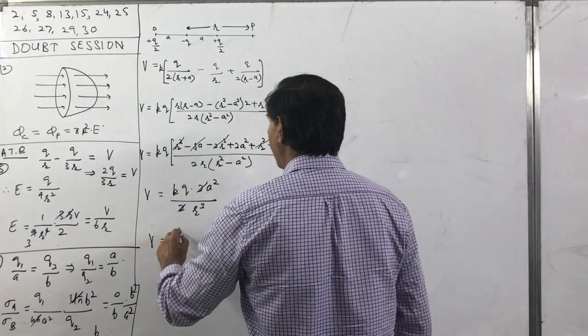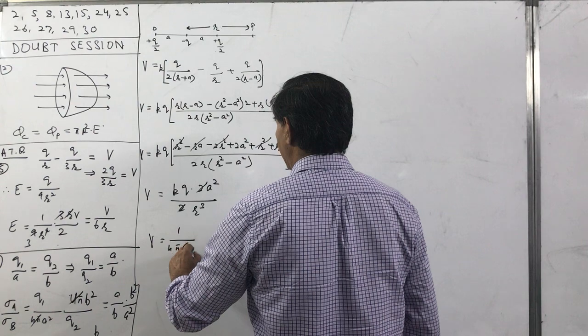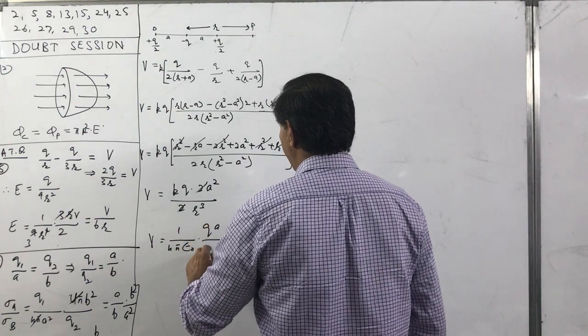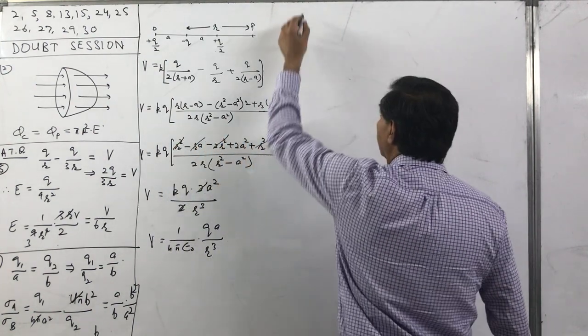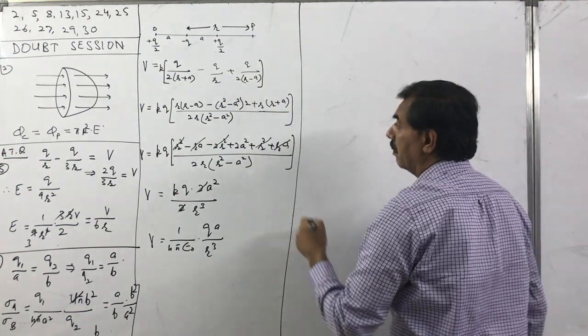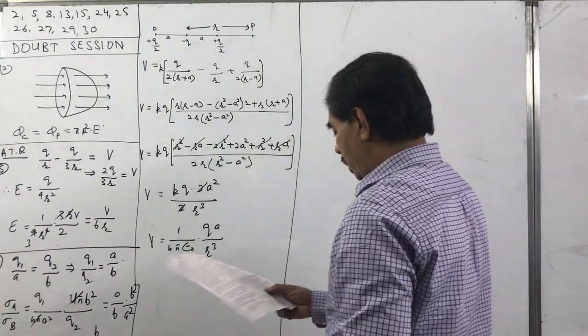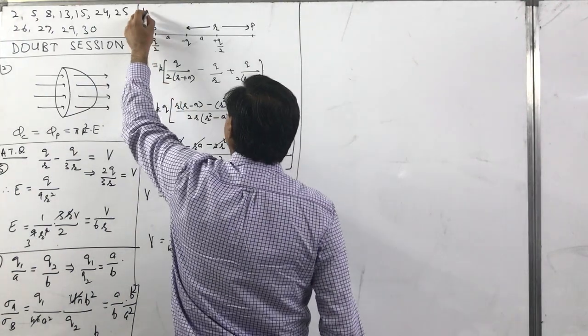V is equal to 1 over 4 pi epsilon naught QA over R. This was question number 13.